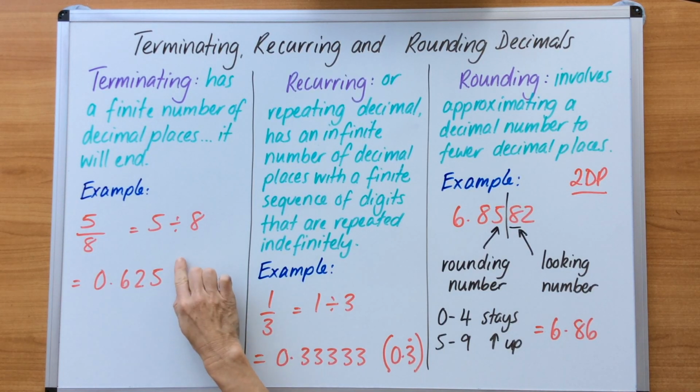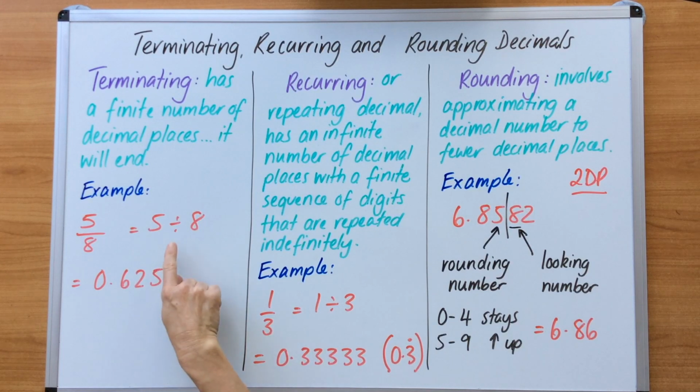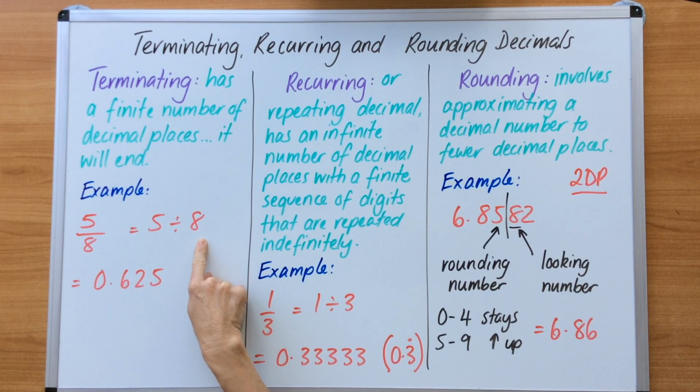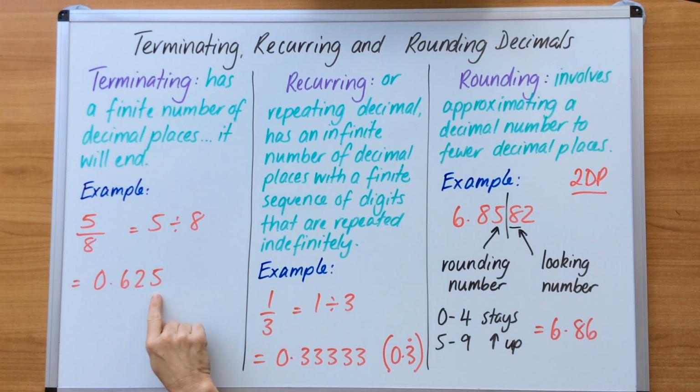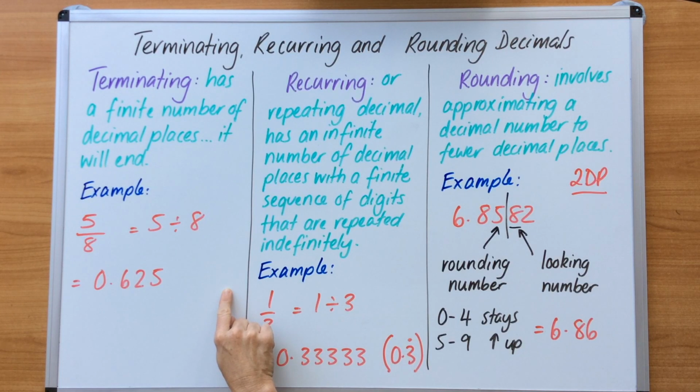So I have an example here as a fraction. It's 5/8. I've now converted that into a division symbol, so 5 divided by 8. When you calculate that manually in a book, you will find that it will give you 0.625 and will not continue. So the number terminates, it stops after the decimal of 5.